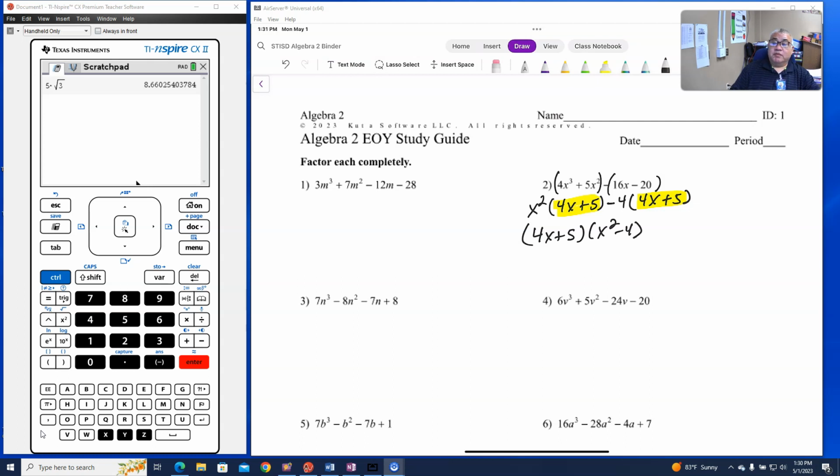Now we notice that x squared minus 4 is a difference of squares. That's 4x plus 5 times x minus 2 times x plus 2.